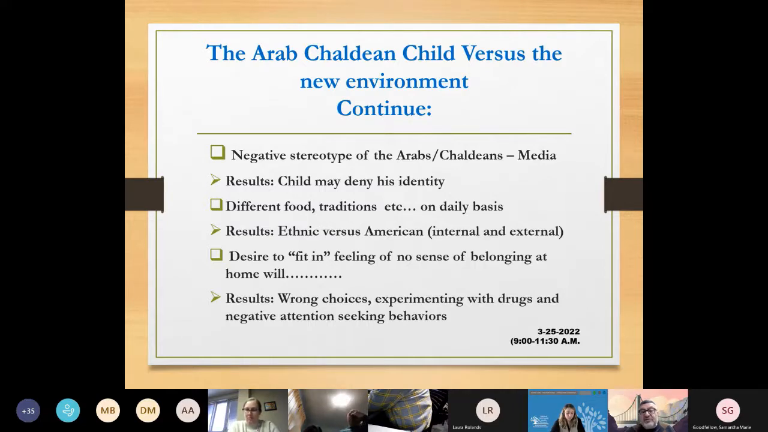Different food, different traditions on a daily basis. Ethnic versus American, internal versus external. That becomes an issue regarding the conflict between East and West. The desire to fit in and a feeling of no sense of belonging at home will result in wrong choices, experimenting with drugs, negative attention-seeking behaviors, and seeking to belong to groups that are inappropriate. Let's go to the next slide.